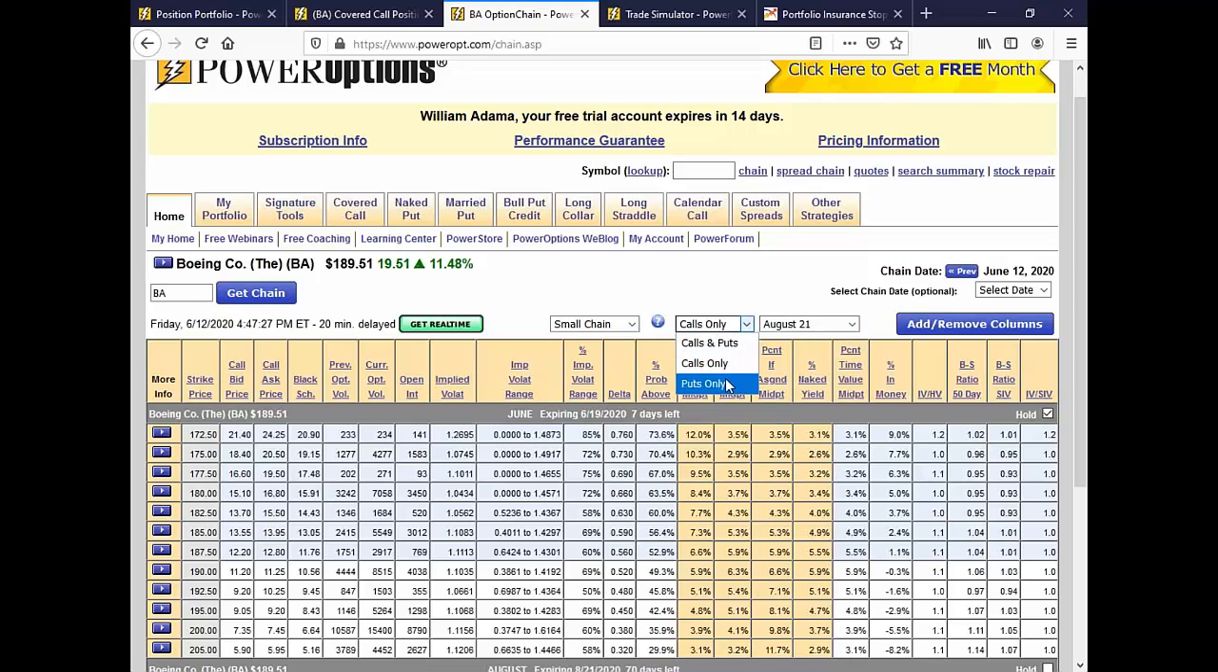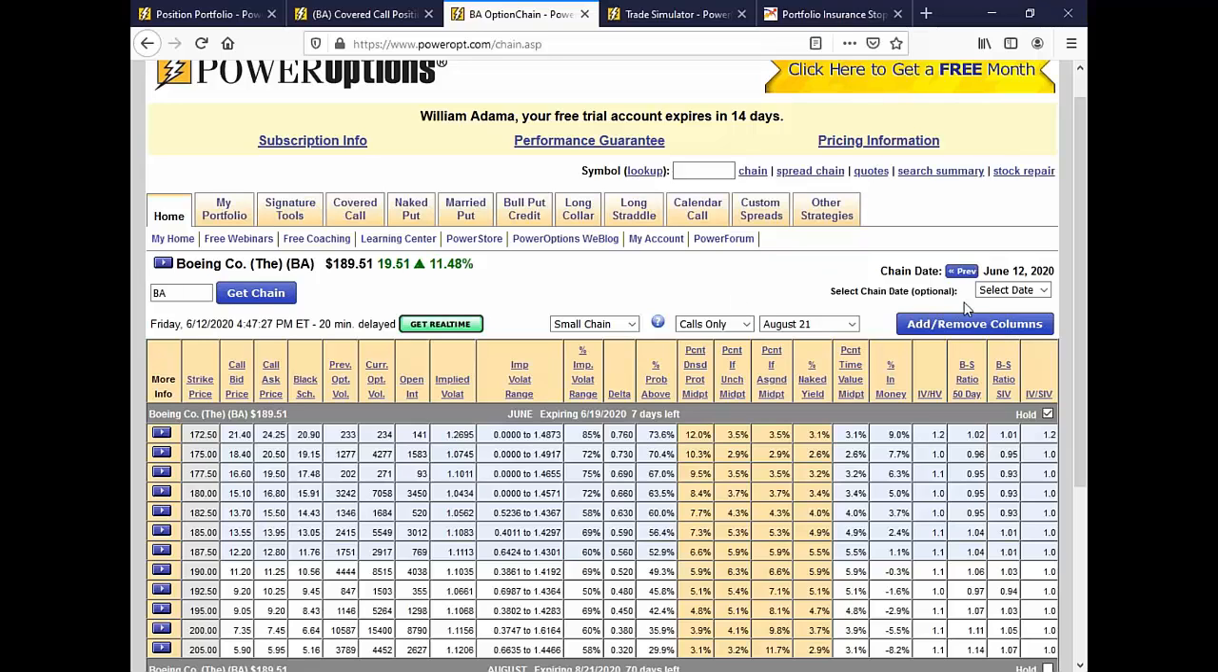You can look at puts only. David, you can look at calls only, or you can look at calls and puts. I linked to this chain from the BA trade that we were tracking, which was a covered call. So when I linked to the option chain, it defaulted to calls only because I'm looking to roll a covered call. I'm probably only interested in seeing the call chain. I don't care about the puts. But if you just typed in a symbol up at the top here, and then you clicked chain here, it would take you directly to the call and put chain because you're not linked to a strategy and it doesn't know.